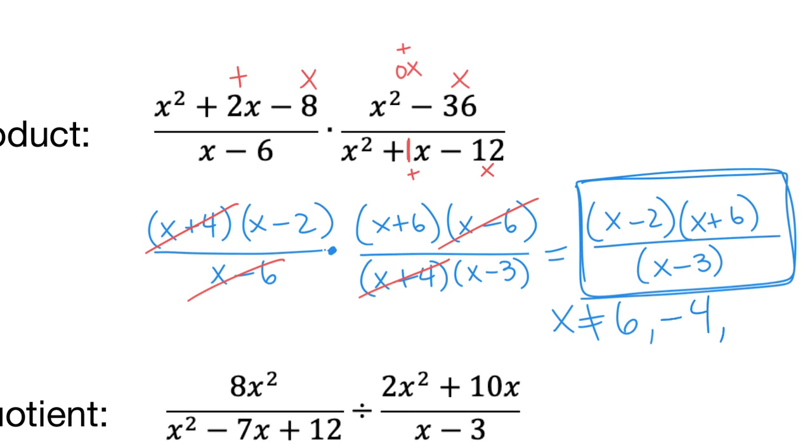And then last one, if I set x minus 3 equal to 0, it would give me a domain of +3.